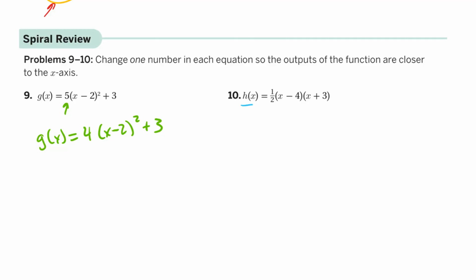For h of x, same idea, for number 10, I want to be changing this multiplication, or this stretch or compression value, this vertical scaling, to make it smaller. So if this is currently 1/2, if I made it 1/4, then that would compress it more or make all of my outputs closer to the x-axis.